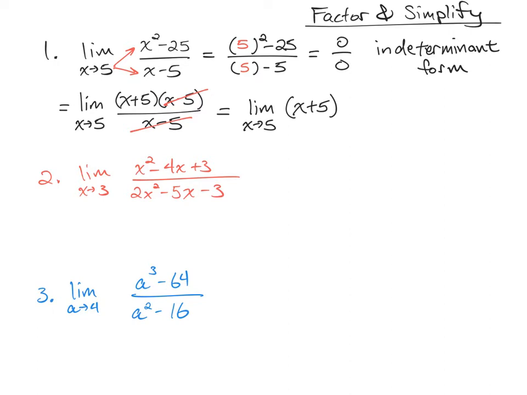So we factored the numerator, we simplified the fraction. Now we can substitute this 5 right in for x. So why don't we do that? And we will get 5 plus 5, which gives you 10. So, factoring and simplifying, then making the direct substitution.